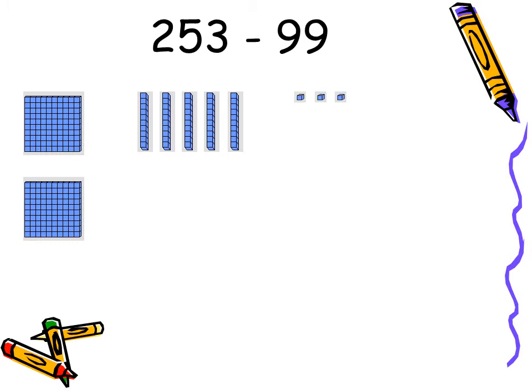Now, unlike addition, with addition we actually added more base 10 blocks to what we had. With subtraction, it's very important that students understand that they're taking from what they already have. Nothing else is being added on. So in this case, I want to subtract 9 ones and 9 tens, or a total of 99 from 253. So if I was looking at the 3 ones, I want to subtract 9 ones. Well, in order to take away, I have to have that amount, and I don't have that amount.